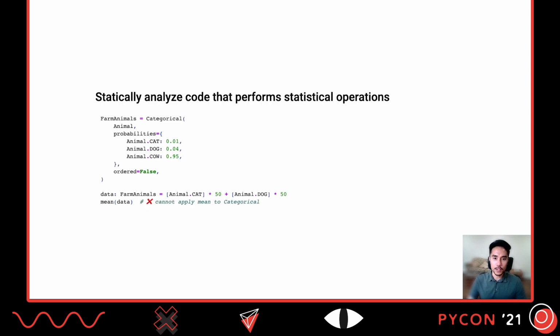The first idea is that it would be really nice to be able to statically analyze code in order to call out cases where statistical operations don't make sense given some type. So returning to the farm animal example from earlier, this would mean that even before running code, we could tell that computing the mean of a categorical distribution doesn't make sense, and our type linter should be able to tell us that.